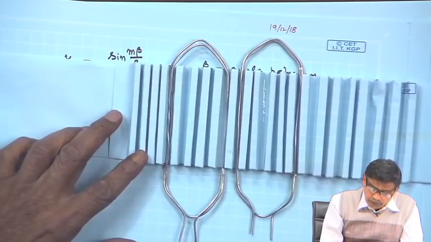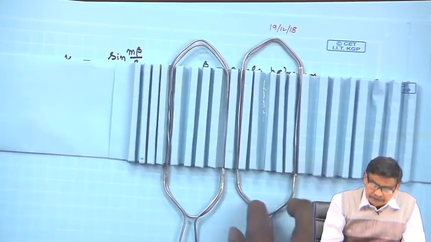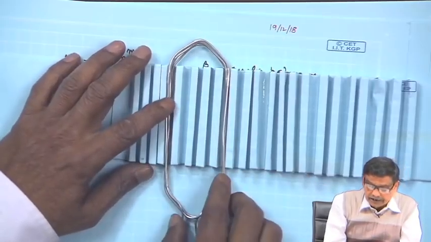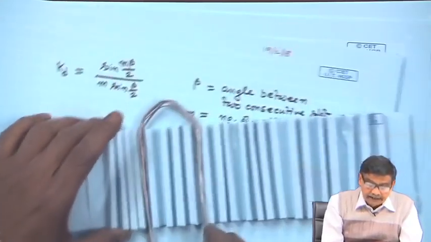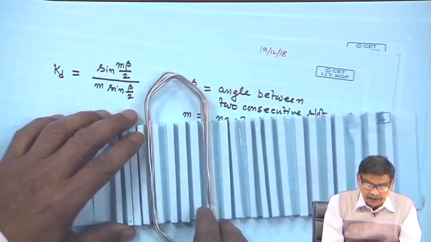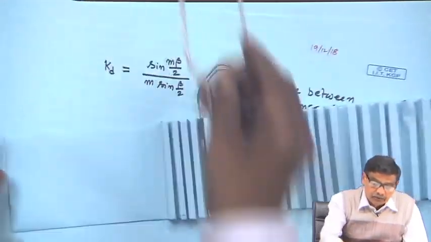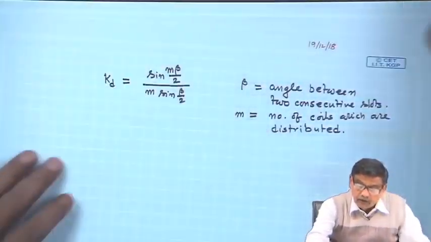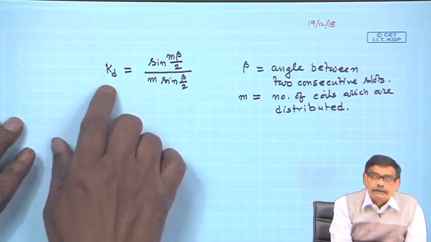Naturally, when you distribute the coils, the total voltage will be less than if all the turns were accommodated in a pair of slots, and the factor by which that voltage is reduced is called the distribution factor. So, what you do is calculate the induced voltage for all the turns and multiply it simply with k d.